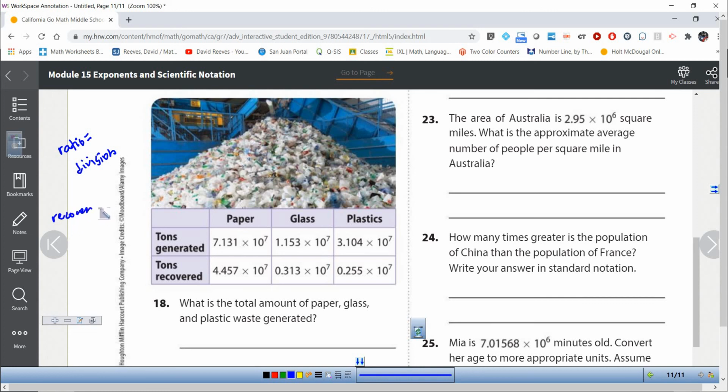Okay, so recovery ratio is going to be, sorry, let me try this again. Equals recovered over generated. So when it says which one has the greatest recovery ratio, you're going to have to divide all of them, recovered over generated, recovered over generated, recovered over generated, and see which one is the biggest number. What do you think? Paper, glass, or plastic? Which one do we recycle the best?